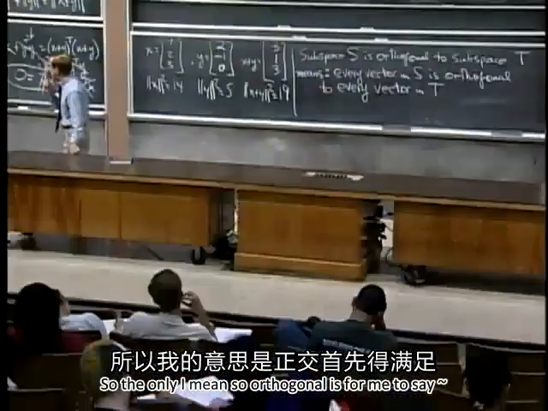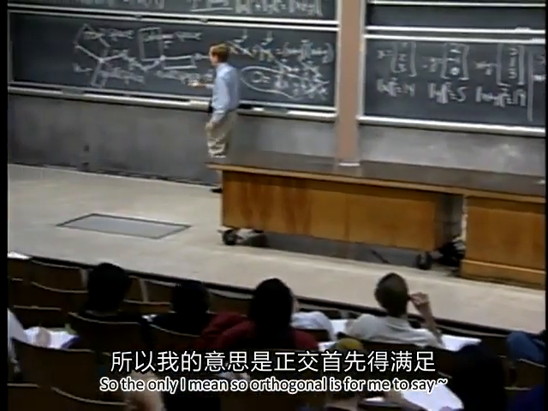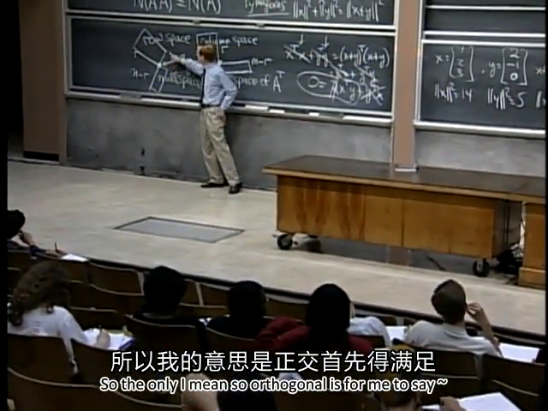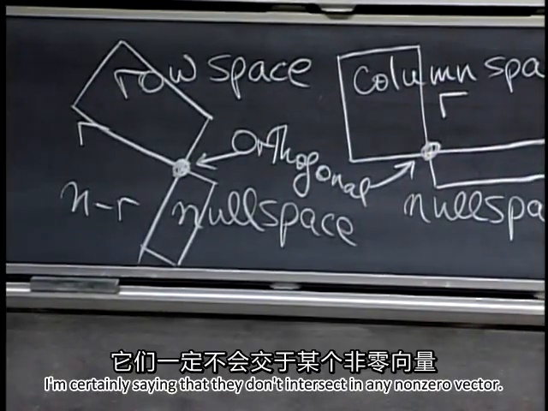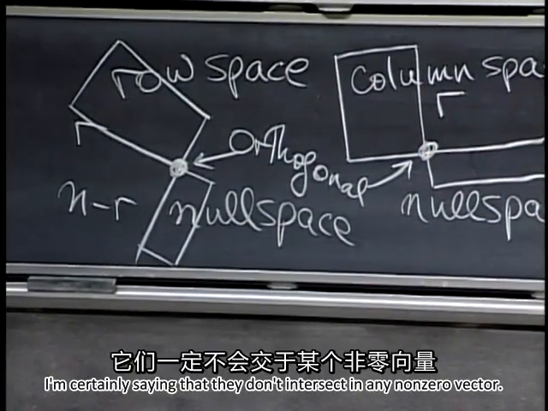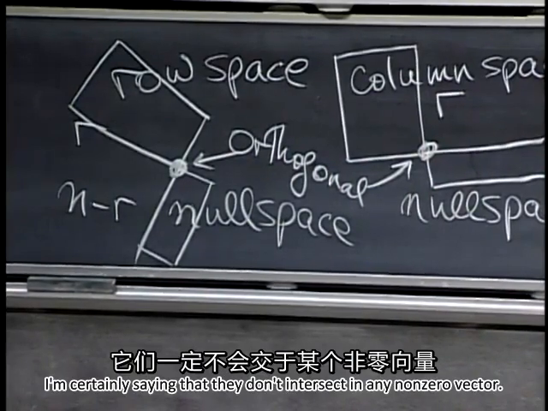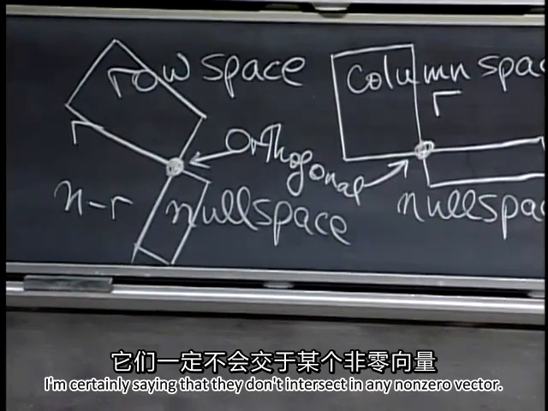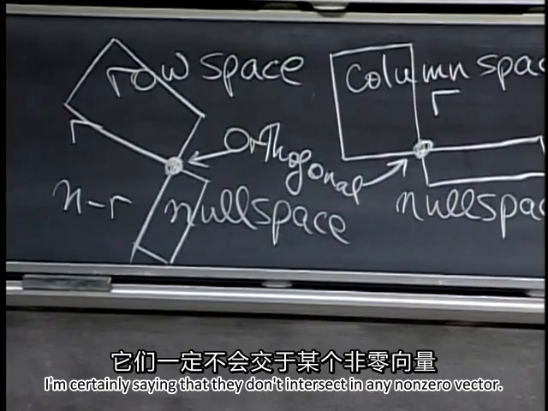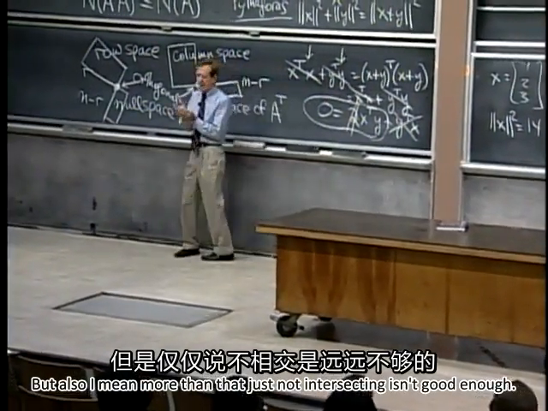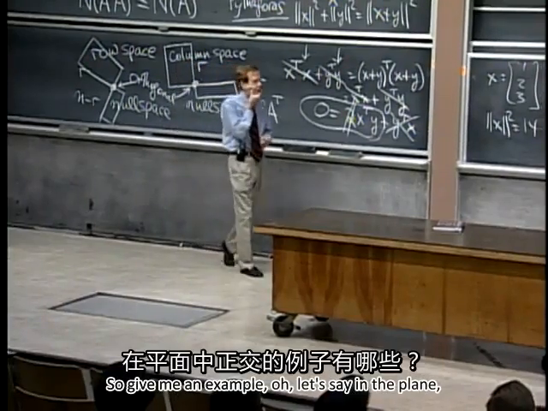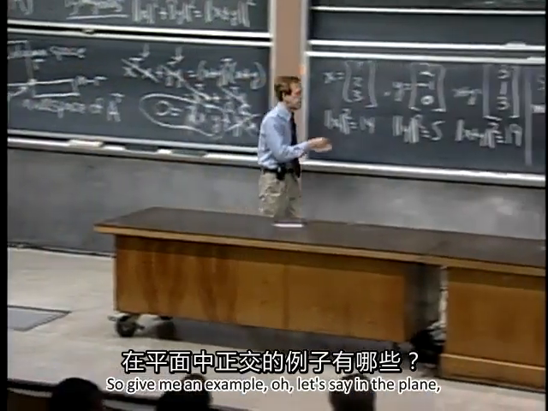So for me to say these two subspaces are orthogonal, first of all, I'm certainly saying that they don't intersect in any non-zero vector. But also, more than that, just not intersecting isn't good enough. So give me an example. Oh, let's say in the plane.